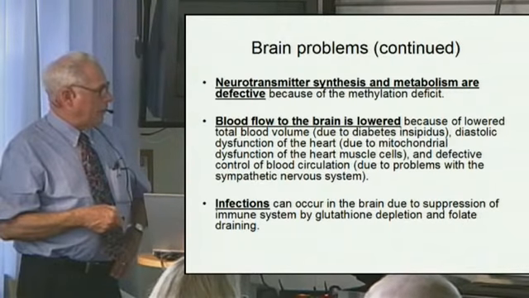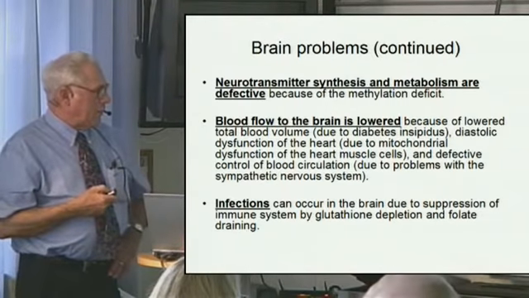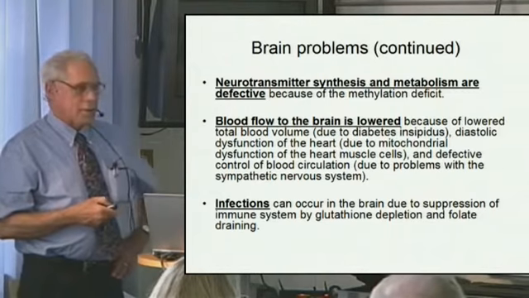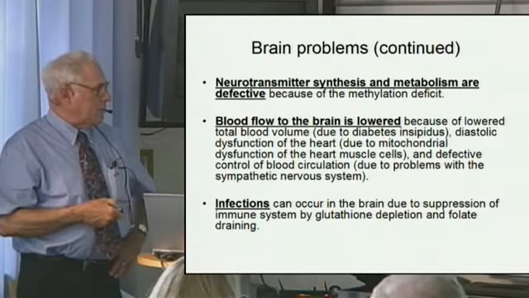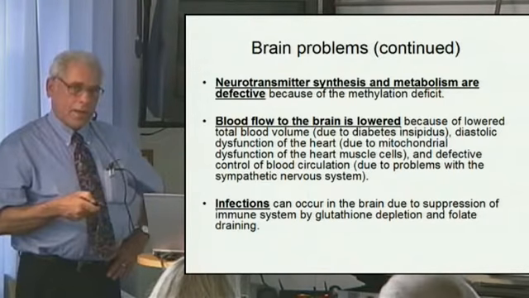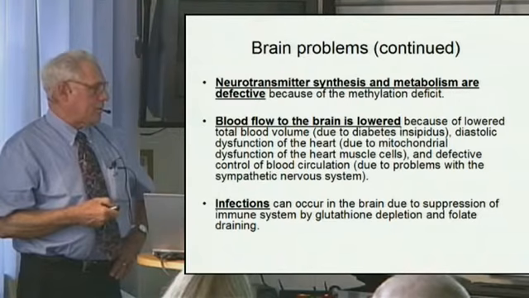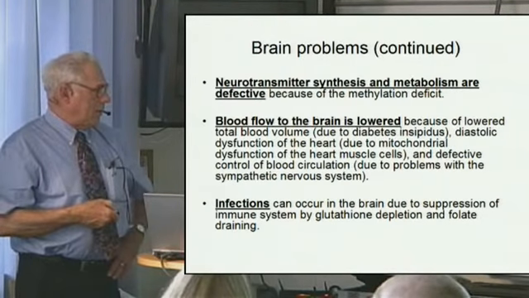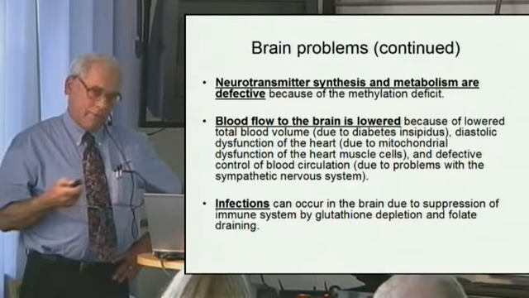And then finally, there can be infections, and we've seen that in some of the autopsies, and also using SPECT scanning of the brain. You can see that there's vasculitis, thought to be due to infections, and that's because the glutathione depletion and folate drain impact the cell-mediated immunity. So things like viruses are difficult to combat.